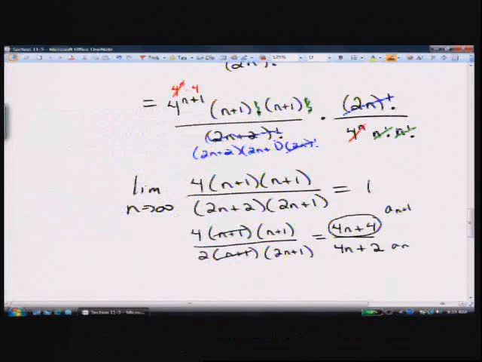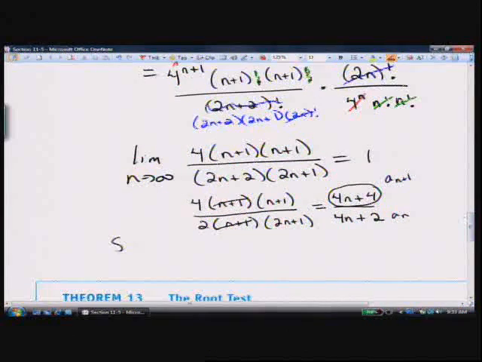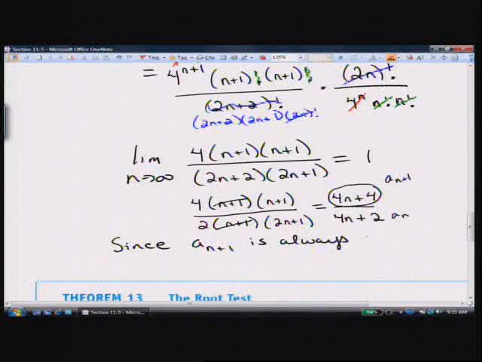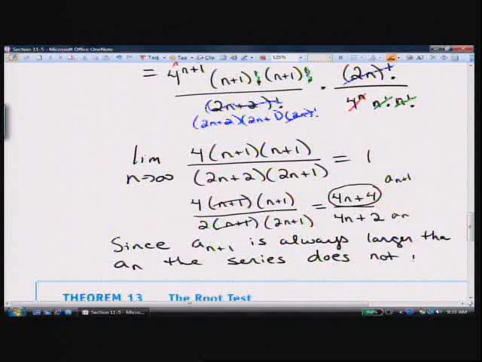It doesn't pass the nth term test. So since a to the n plus 1 is always larger than a sub n, the series does not pass the nth term test, which implies that it diverges.